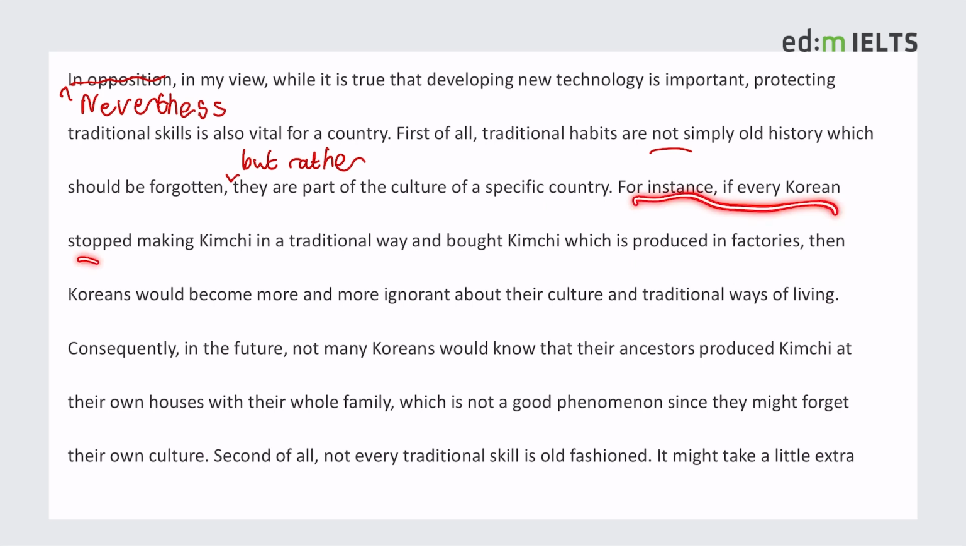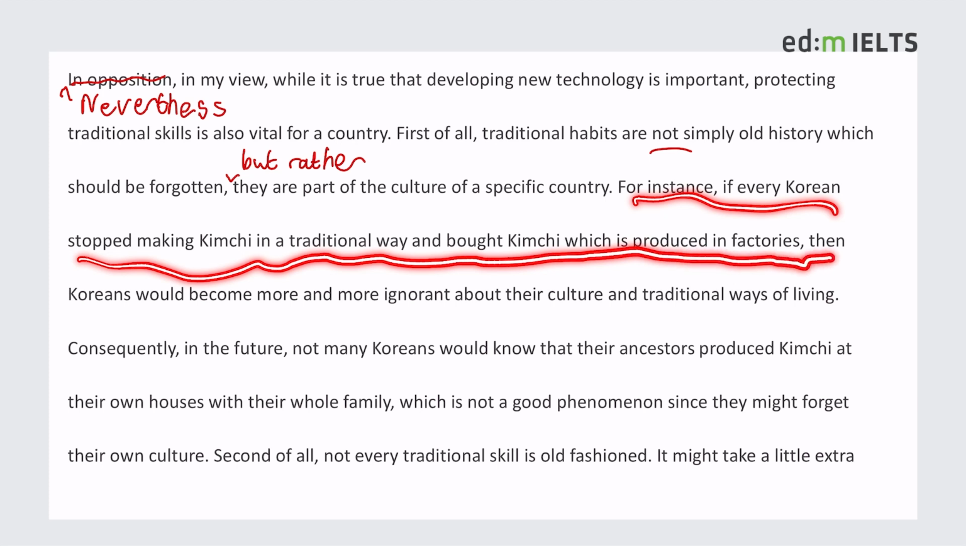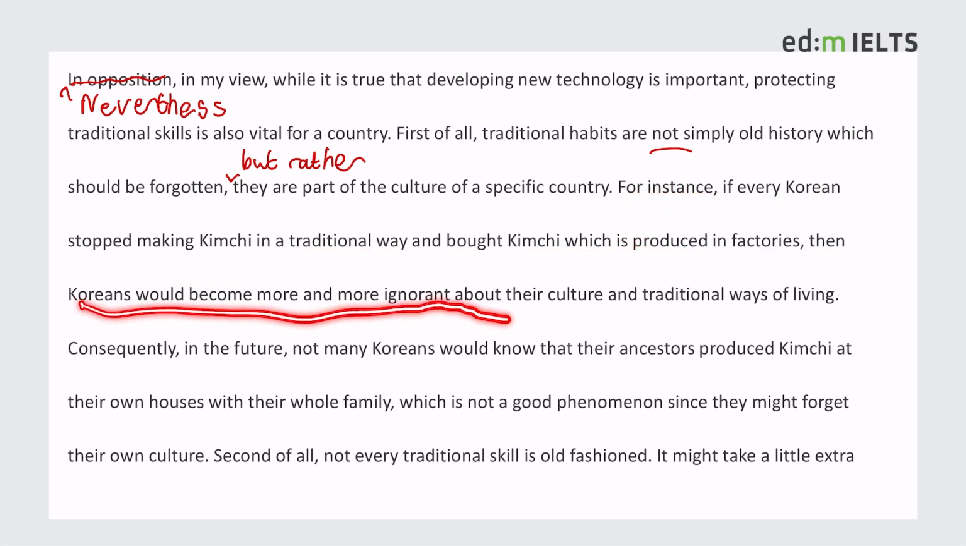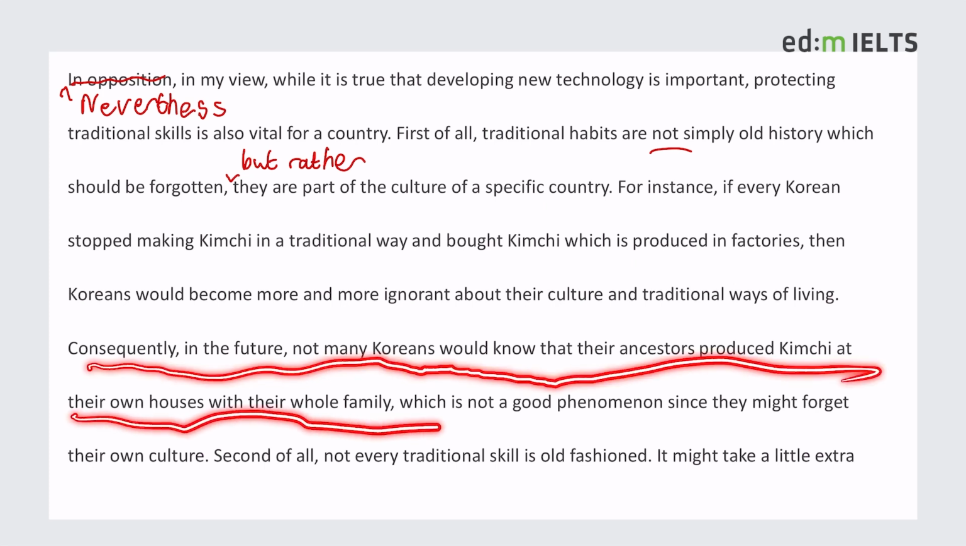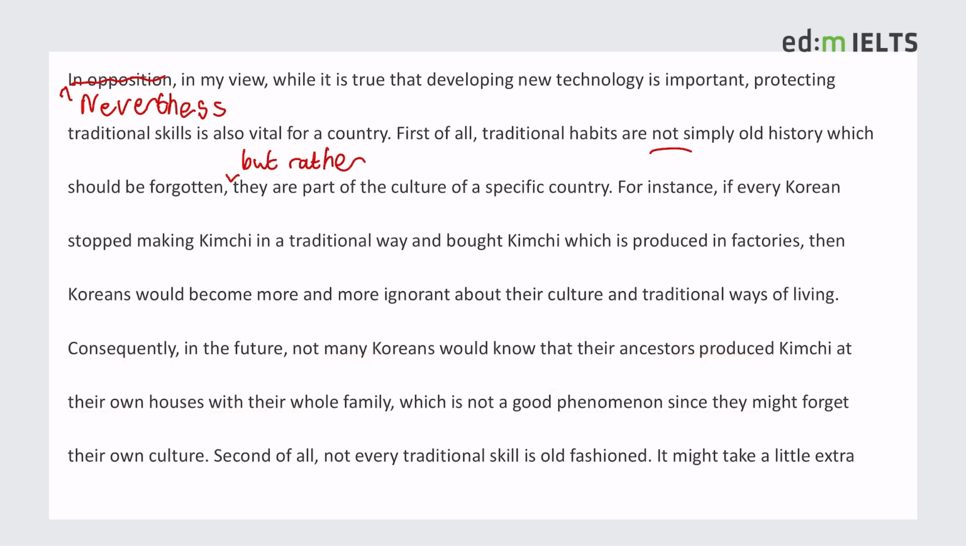"For instance, if every Korean stopped making kimchi in a traditional way and bought kimchi which is produced in factories, like mass-produced in factories, then Koreans would become more ignorant about their culture and traditional ways of living." That's pretty good. And I like now that it's giving a detailed example. As we said, maybe the previous part was lacking. "Consequently, in the future, not many Koreans would know that their ancestors produced kimchi at their own houses with the whole family, which is not a good phenomenon since they might forget their own culture." This could be better.